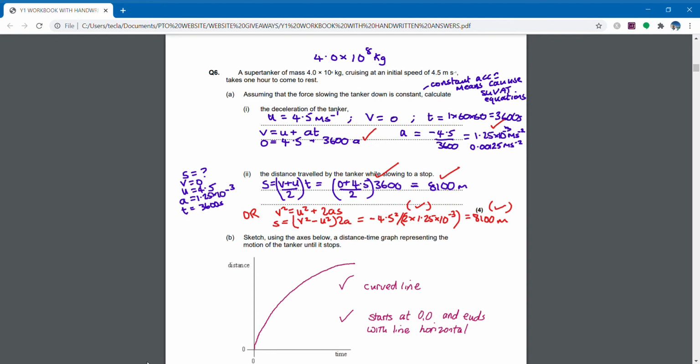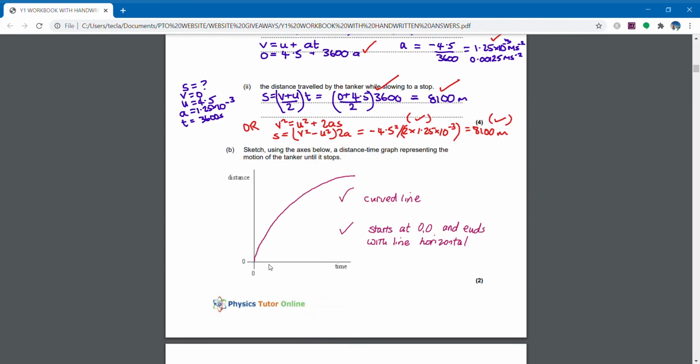Or you could use V squared equals U squared plus 2AS, and you should arrive at the same value for the distance. So 1 mark for substituting values into a correct Suvat equation, and the second mark is for the final value. Part B, sketch on the axis below a distance time graph representing the motion of the tanker until it stops. So it's got to be a line that's curving over like that, and for the second mark, that's 1 mark. For the second mark, it's got to start at 0, 0, and it's got to end with a horizontal gradient. The line has to go horizontal here.